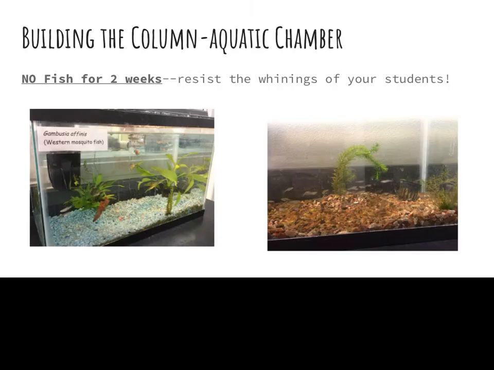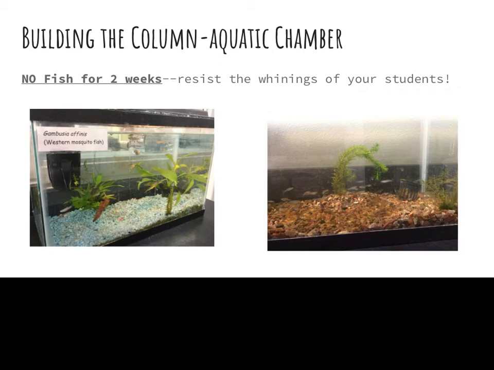All right, so winding down is coming. Students at this point really are begging for a fish. No fish. Fish need to stay in your fish tank or other bowl until 2 weeks have passed. So 2 weeks from the first day you started building your EcoColumn is when you'll start to build your aquatic chamber. These are my aquariums.